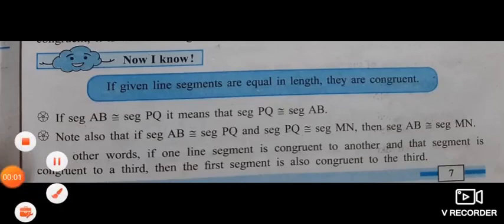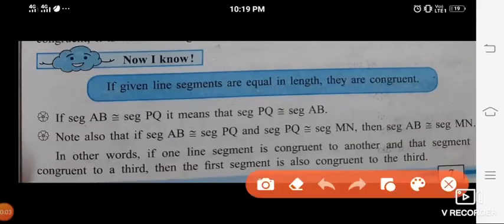Now let us learn that if seg AB is congruent to seg PQ, then we can also say the opposite: seg PQ is congruent to seg AB. So both ways we can show the congruency.